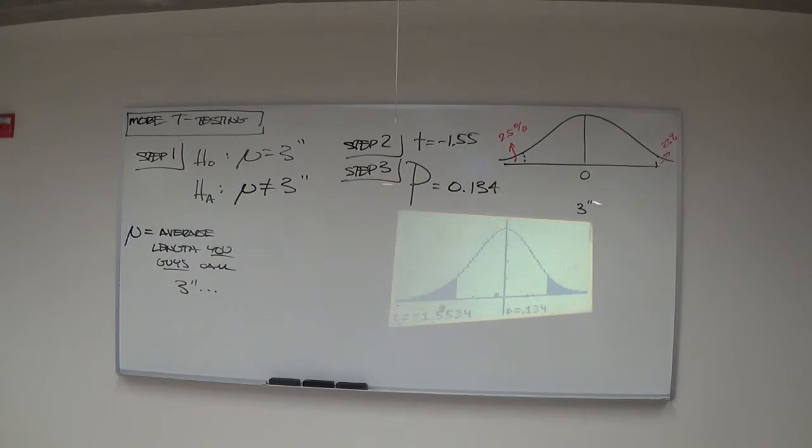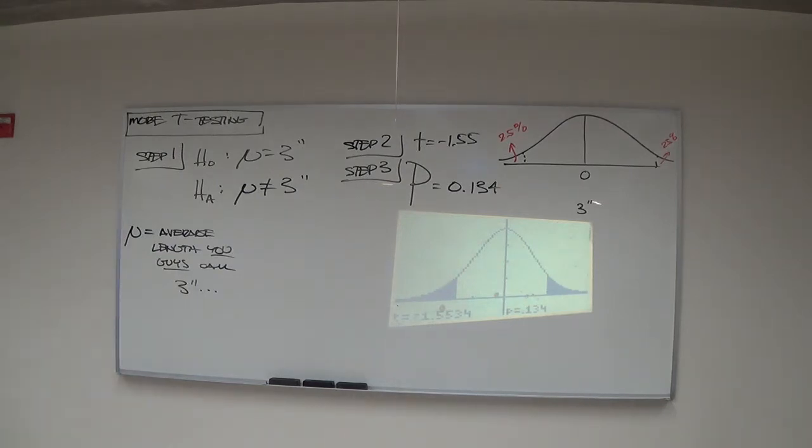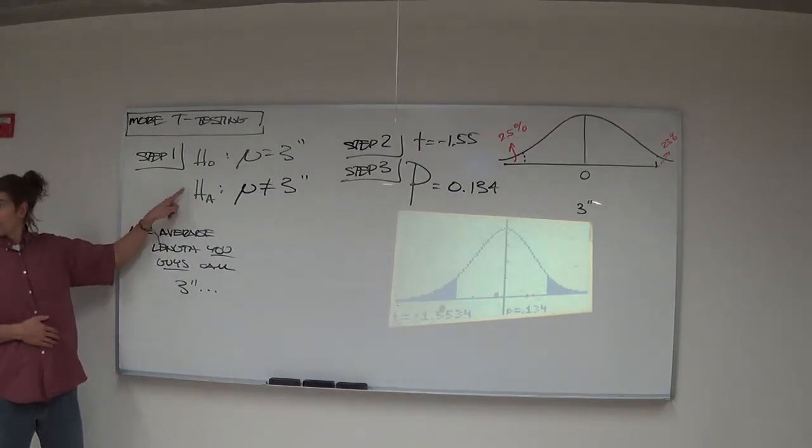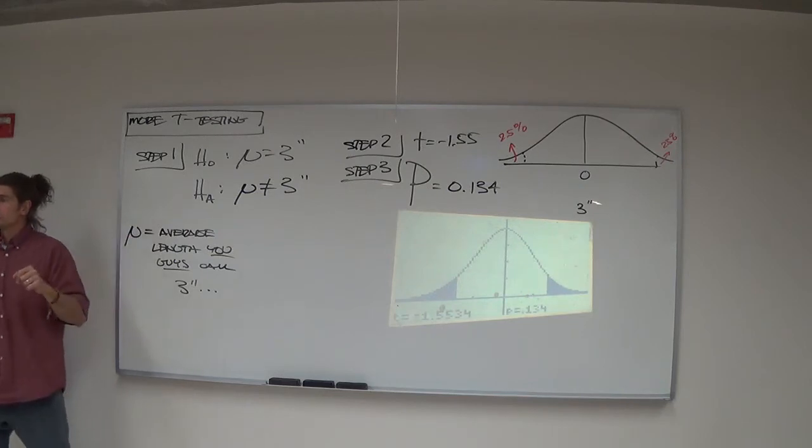Let me ask you a related question. Which hypothesis do we believe with those results? We believe the null, because there's no reason not to. How do we know when we believe the alternative? When do we believe this guy? When our p-value is within our tail.